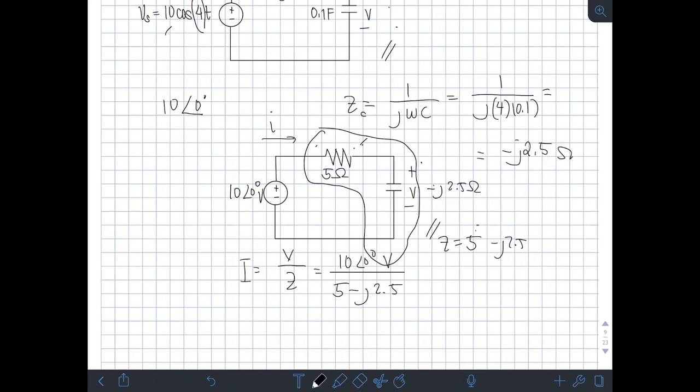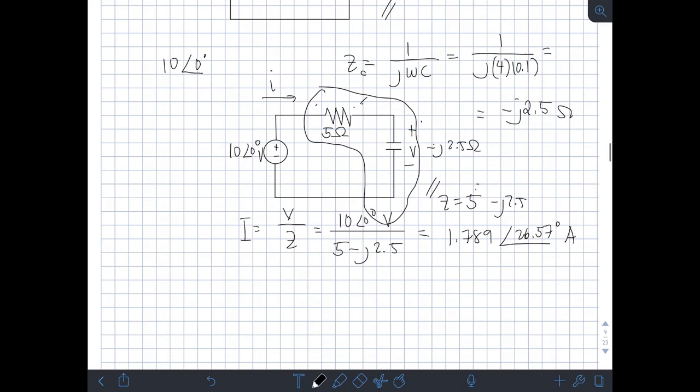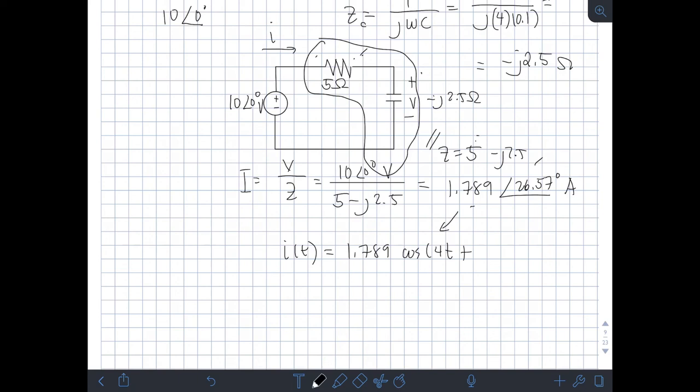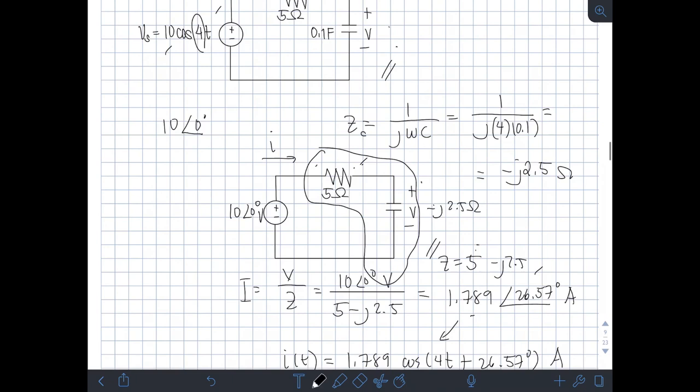So ito, pwede nyo masolve to sa calcu. Input nyo lang to sa calcu in complex mode. Makukuha nyo yung sagot as what? Convert natin yung sagot sa polar, ha? Equal to sa 1.789 angle 26.57 degree amps. So, pag tinransform natin into time domain, equal siya saan? I of T is equal to yung magnitude na 1.789, then dapat cosine 4t din. So times cosine 4t plus yung kanyang phase angle na 26.57 degree amps.